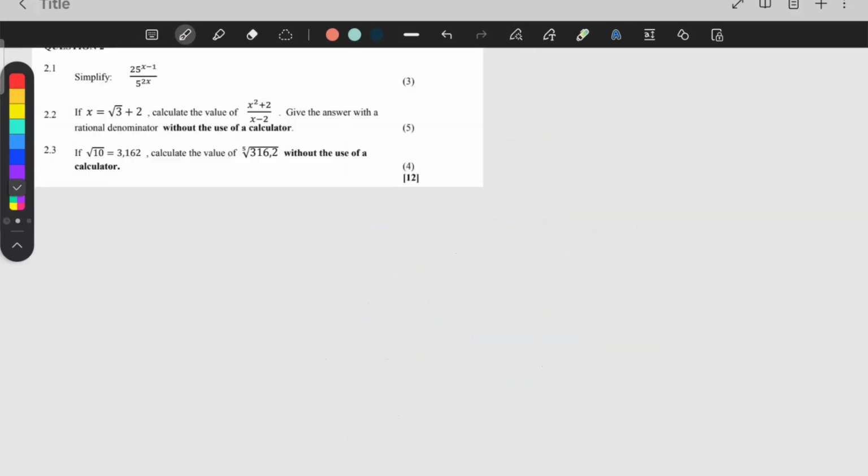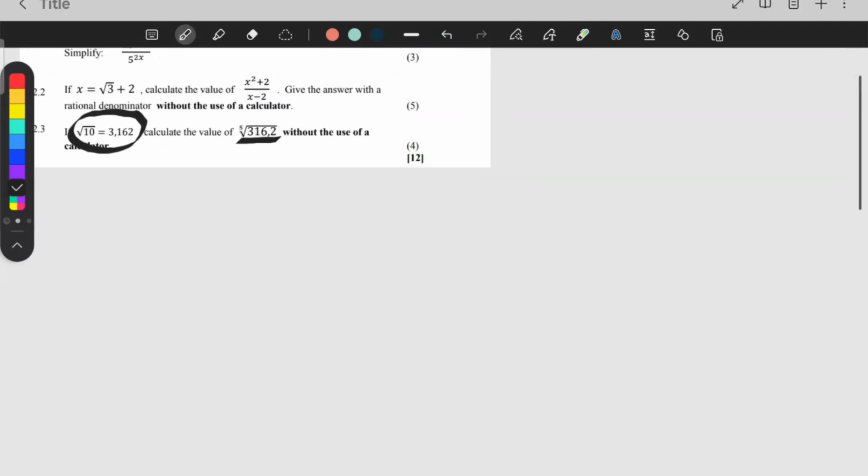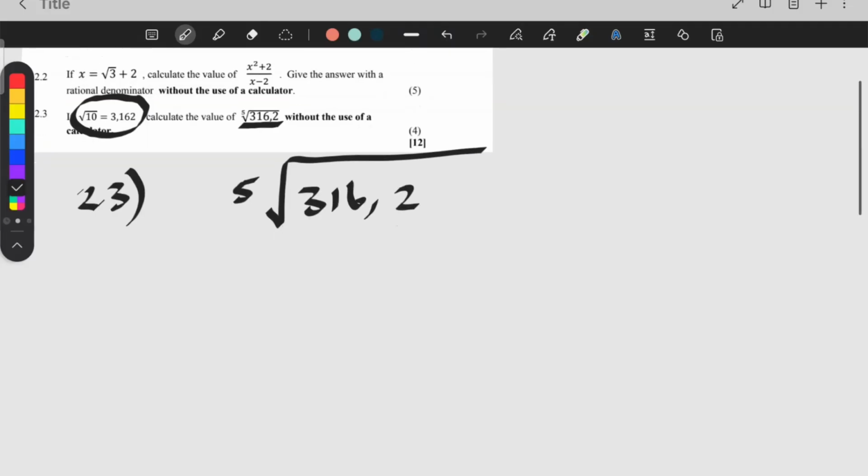Okay, our last question, 2.3 says, if root 10 is 3.162, calculate the value of this without the use of a calculator. So this is 2.3. So let's do this question. So the first thing I must calculate this. So the fifth root of 316.2. Okay, so the first thing I would do is I would remove the root.